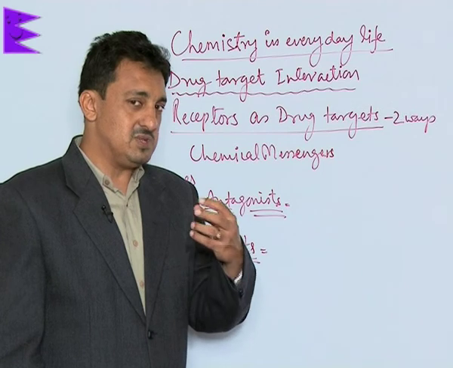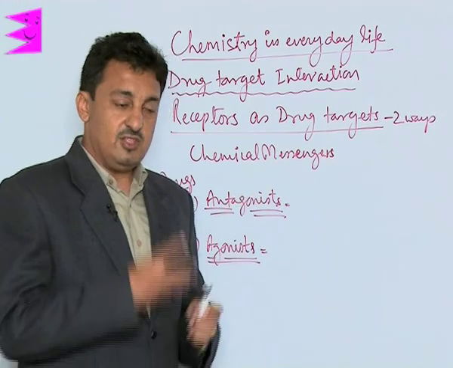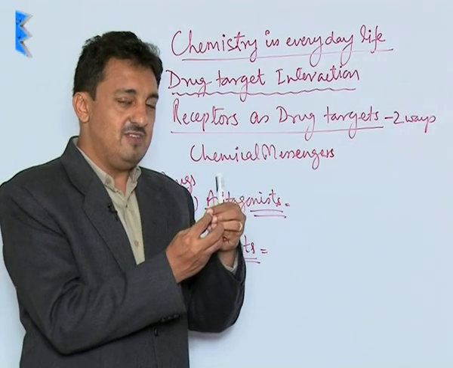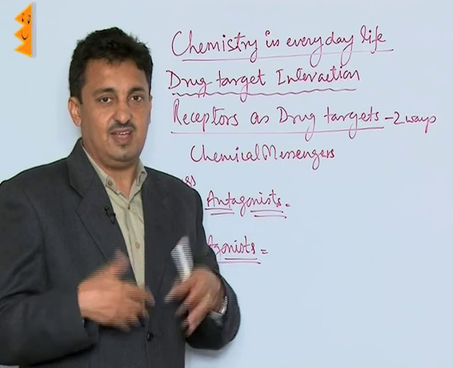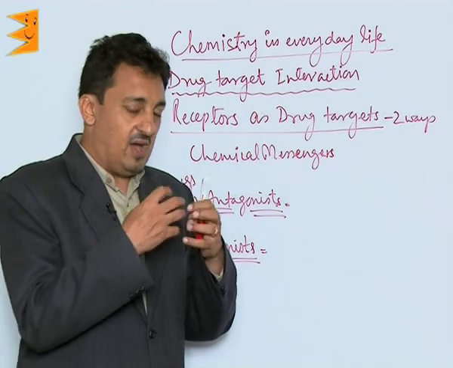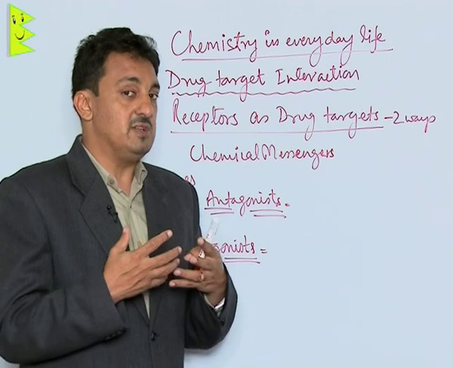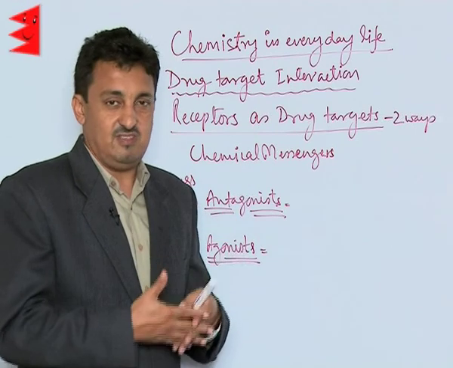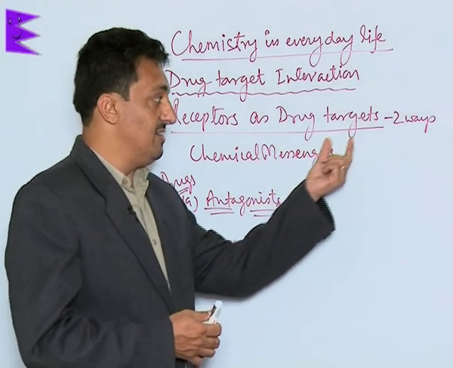So the chemicals which are secreted for communication purposes are called chemical messengers. Now these receptors interact with these chemical messengers, and accordingly the information is transferred to the cell and the cell responds in that way. Now after realizing this system, we have developed drugs which interact with these receptors. And these drugs have been designed in two ways.